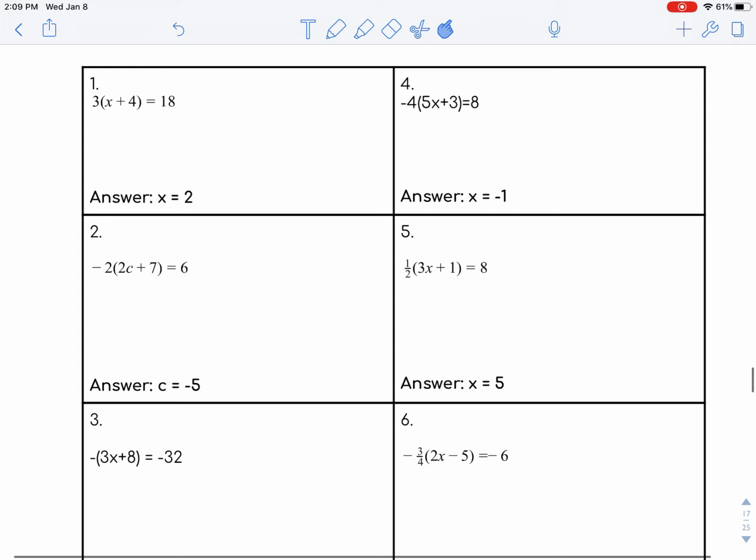Now here are some extra practice problems. You have the answer of what you should get, so I want you to take a few minutes, try a couple of these, see if you're getting them right. If not, make sure that you're asking those questions so that we can clear up any misconceptions, all right?